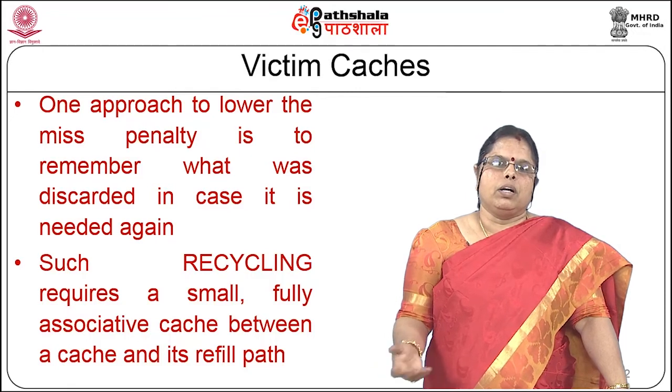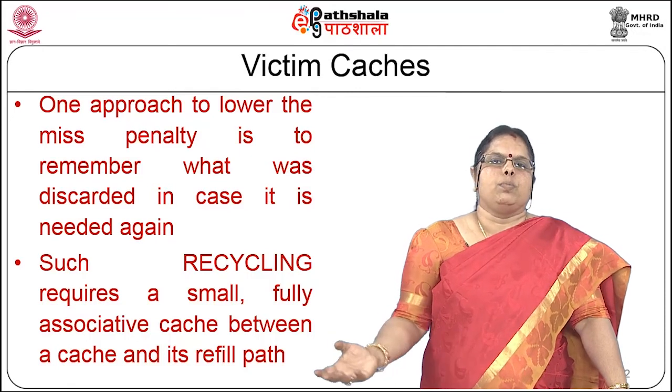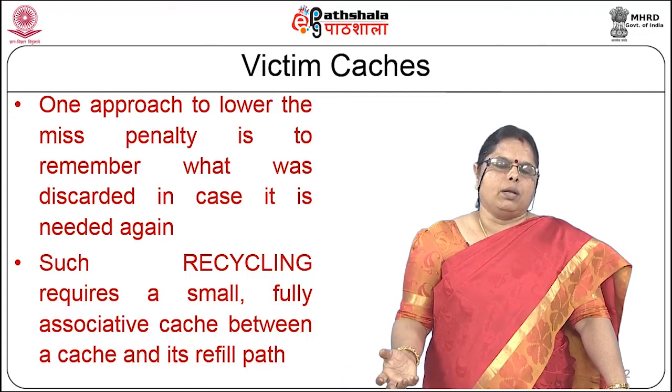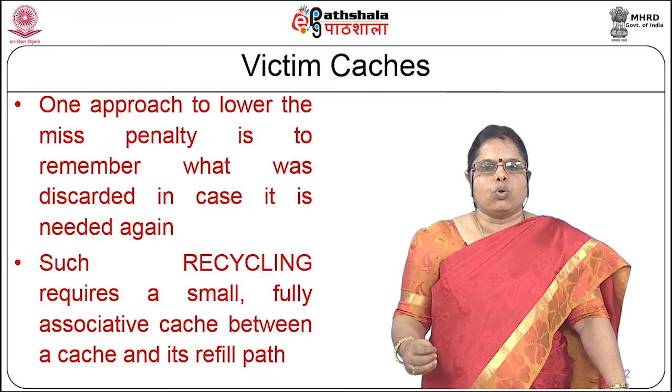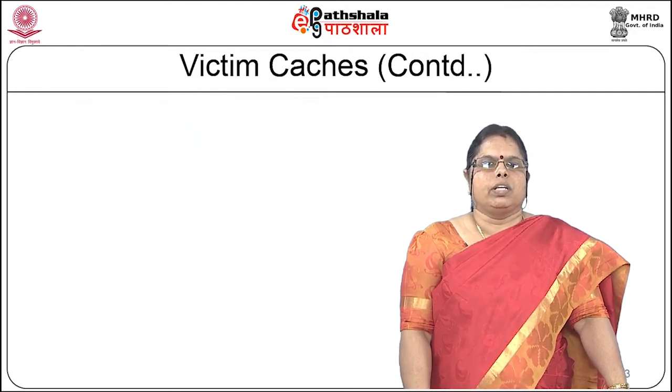Say for example, earlier we looked at a write buffer, which is going to store the data that has to be written into the next level of memory. That is why it was called a write buffer. Here we are going to store all the victims of the replacement policy. So, it is called a victim cache.